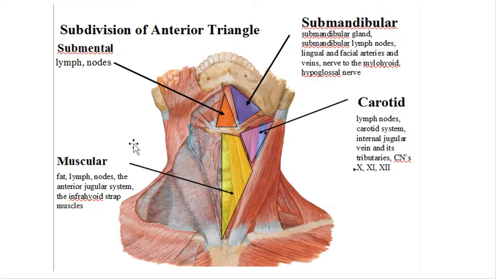For further details, these triangles have been further divided. The anterior triangle is divided into four triangles. Number one is the submental triangle, then the submandibular triangle, the carotid triangle, then the muscular triangle.